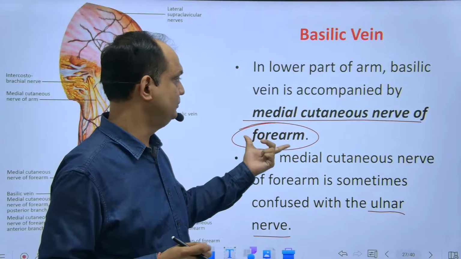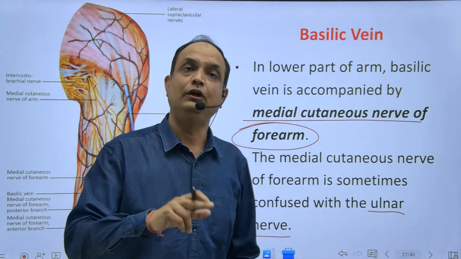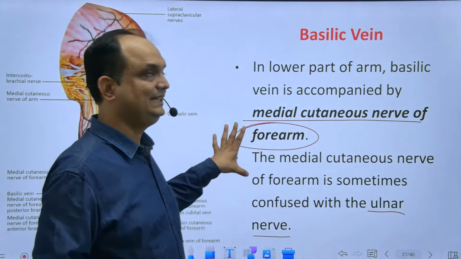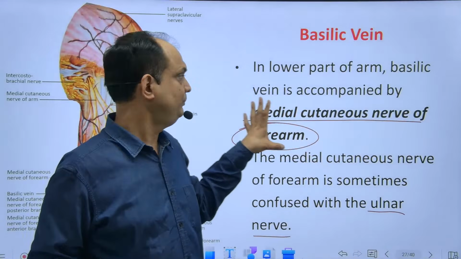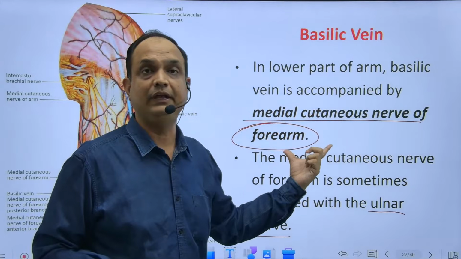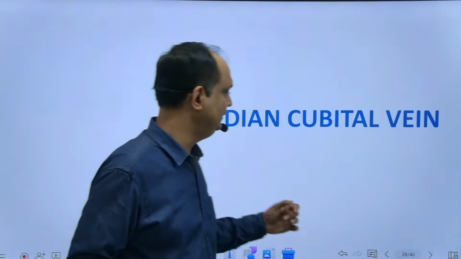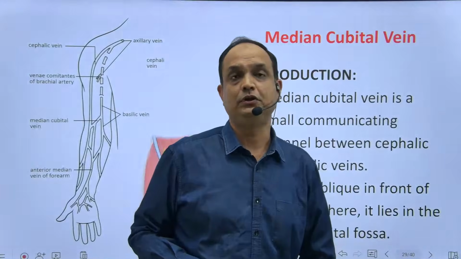Second thing is, this superficial nerve is present along with the superficial vein, which is known as the basilic vein. So when you are dissecting, you have to try to find this accompanying nerve with the basilic vein, which is the medial cutaneous nerve of the forearm. Now we'll move to the next one, the median cubital vein, which is a separate short note for your exam.